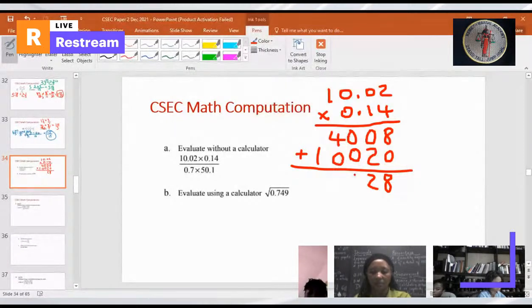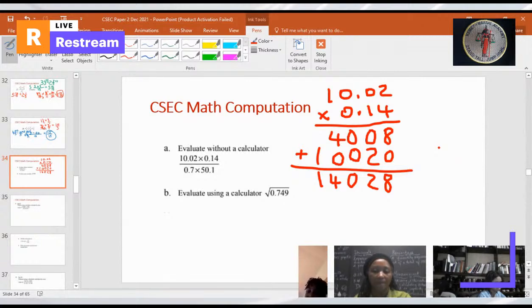Okay, now 0 plus 0, which is 0. Then 4 times 0, I mean 4 plus 0, which is 4. And then you just write the 1.